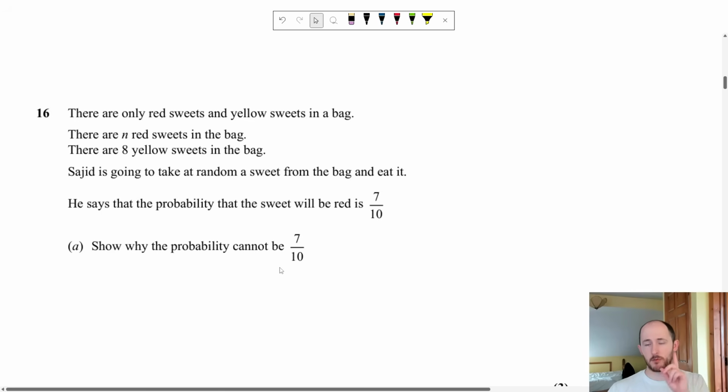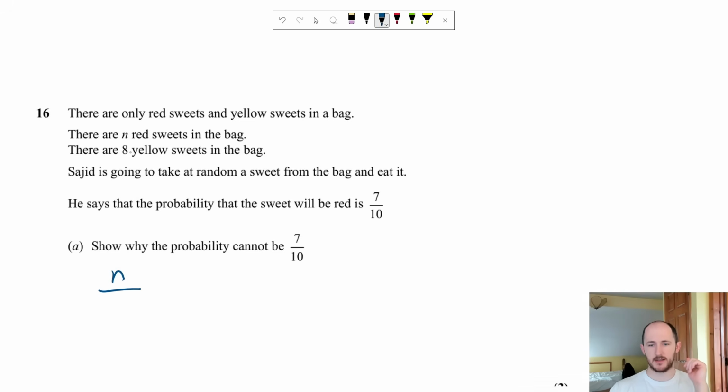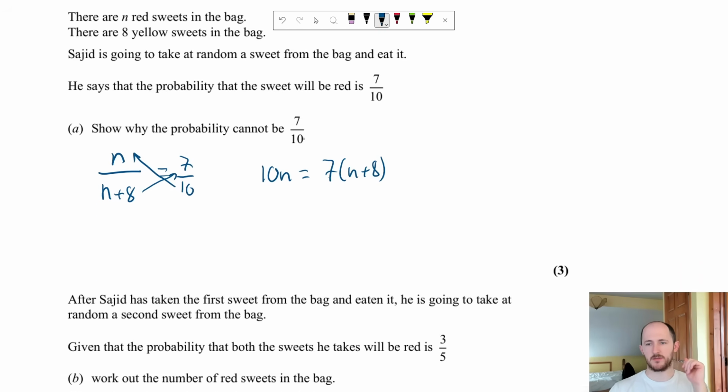So if the probability of getting a red is 7/10, then that should equal, well, how do you work out probability? You take the number of red sweets, which is n, over the total number of sweets, which is n plus 8, which equals 7/10. I like to call this cross-multiplying, so you take the denominators of both and just multiply them across. So we get 10n equals 7n plus 8. Then we just need to start the process of simplification.